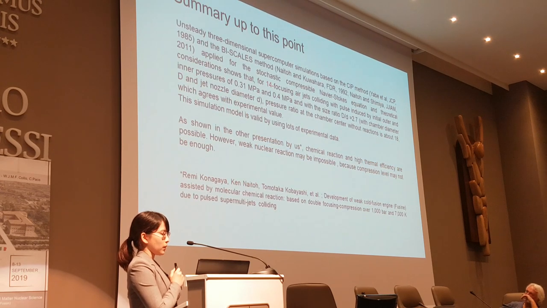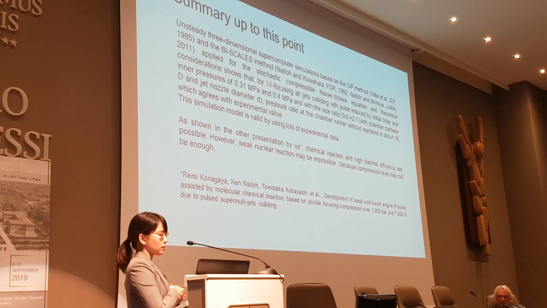So to summarize up to this point, unsteady three-dimensional supercomputer simulations based on the CIP method and the bi-scale method applied to the stochastic compressible Navier-Stokes equation, and theoretical considerations, show that for 14 focusing air jets colliding with pulses induced by initial outer and inner pressures of 0.31 megapascal and 0.4 megapascal with the size of BD ratio 2.7, the pressure ratio at the chamber center without reactions is about 18, which agrees with the experimental value. The simulation model is valid, as confirmed by lots of experimental data.